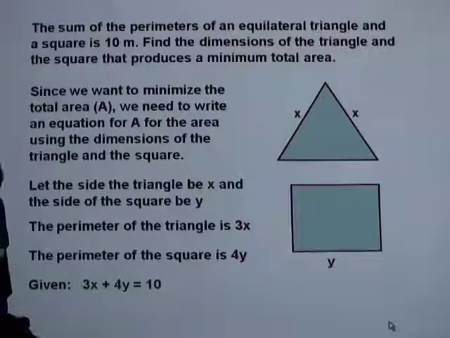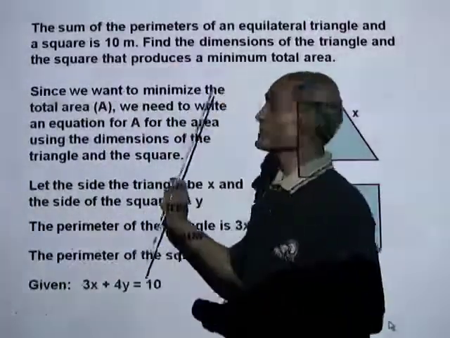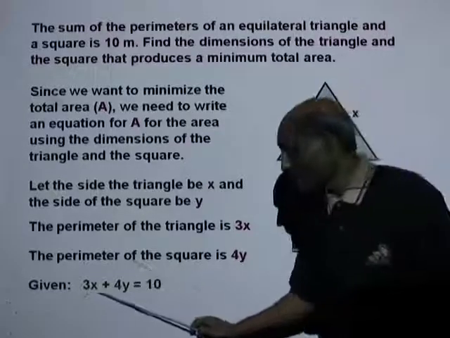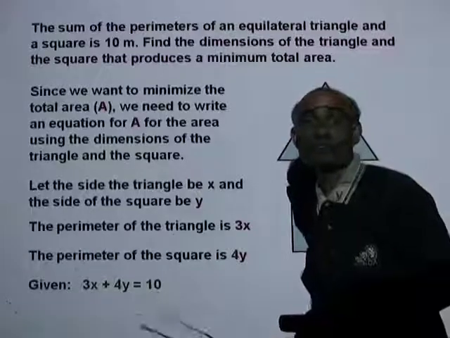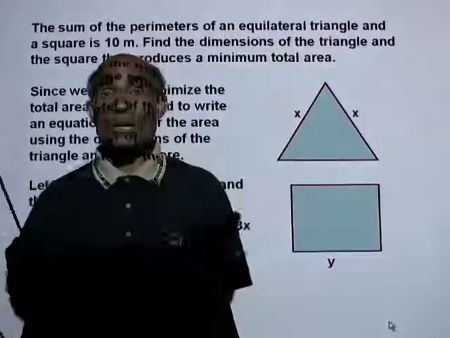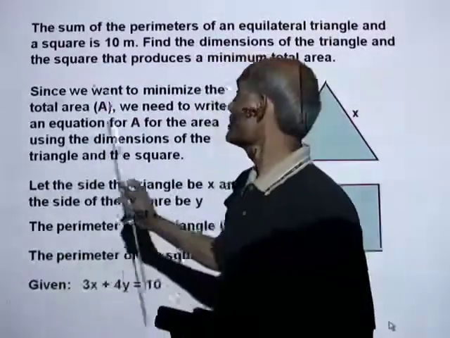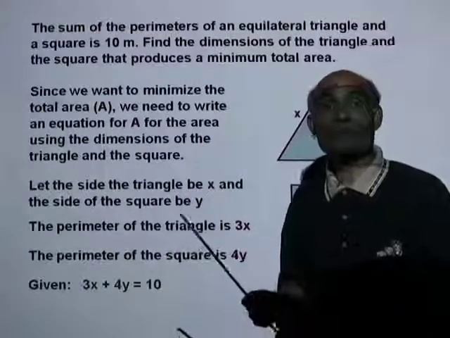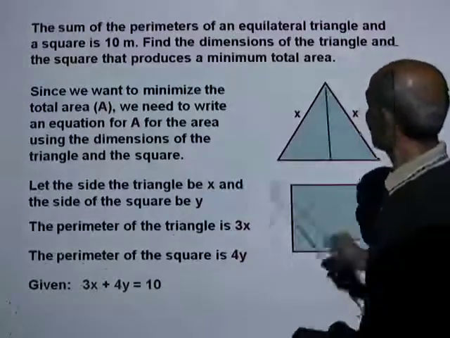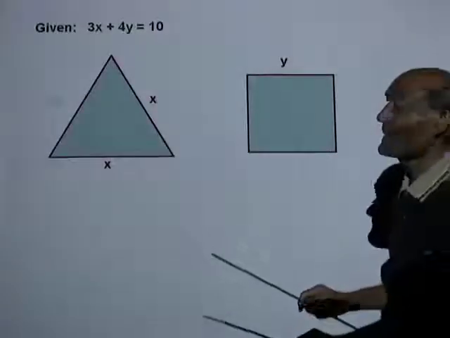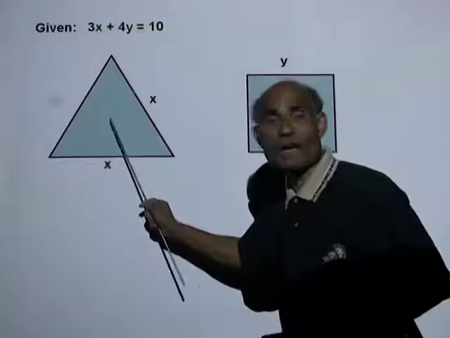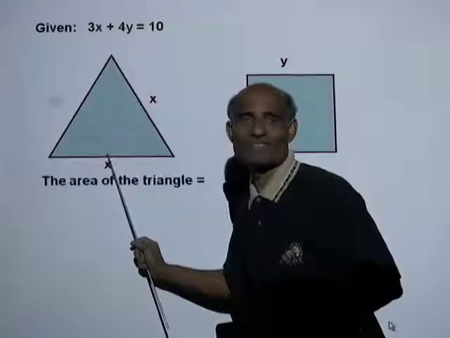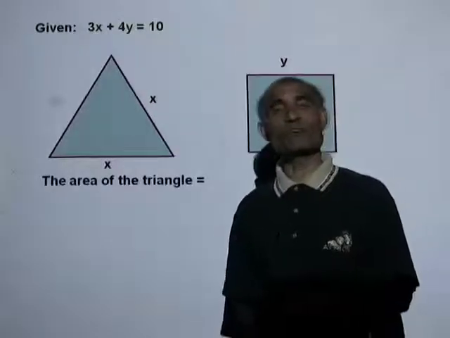Is that right? Yes. So we have a relation connecting the side of the triangle to the side of the square. Well, we will leave that there, and we will need to use it as we move on. But the relation that we need to now set up is for the total area, because we need to minimize the total area. All right. In order to write an equation for the area of the triangle, we need the length of the altitude. Is that right? Yes.